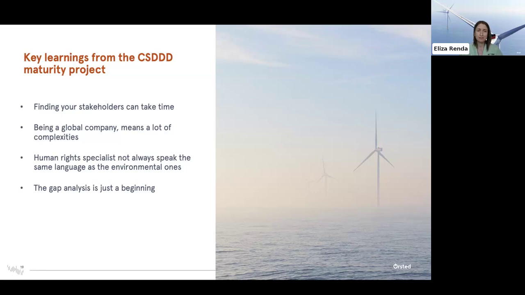And the last one is that the gap analysis is really just the beginning. Through the pilot, we didn't even cover the entire assessment. We decided to pick some of the steps or categories just to get started and see where we are at. So of course the work continues.